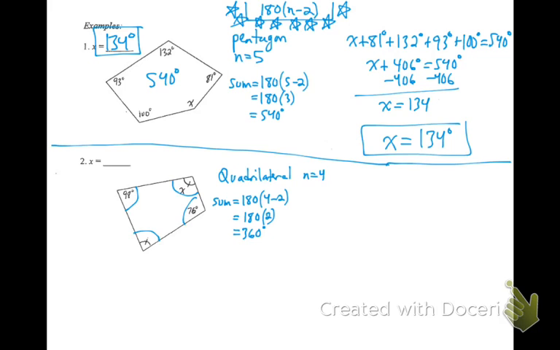Now, in case you forget this formula, don't forget you could always revert back upon how we created it. Find out how many triangles are in the figure. So it's 2 triangles. That's why we multiply 180 by 2.